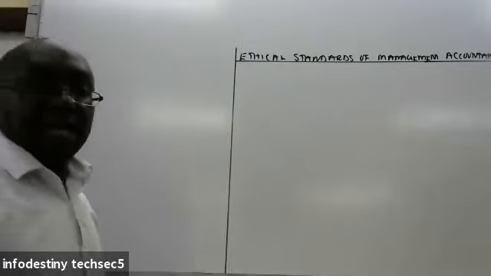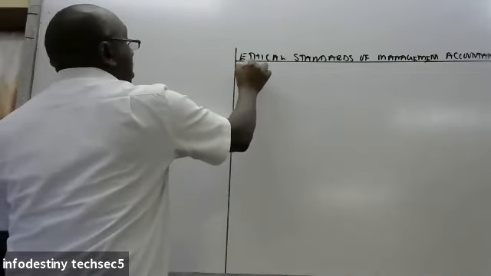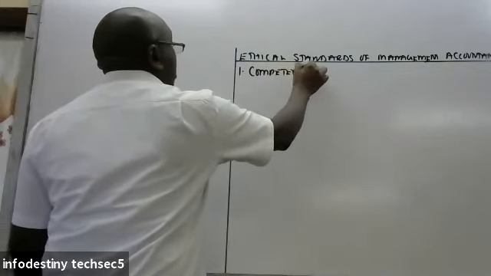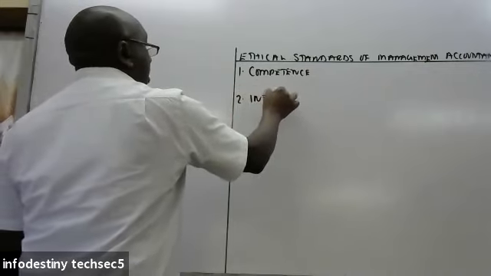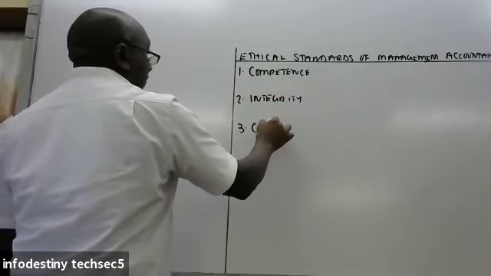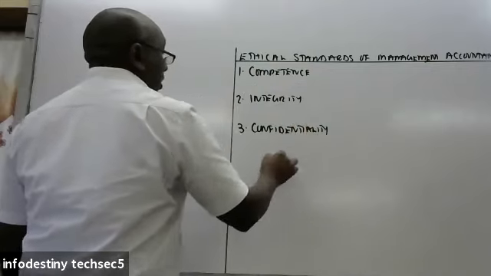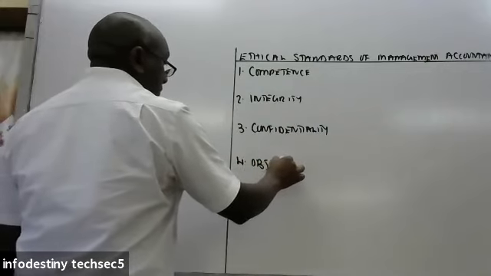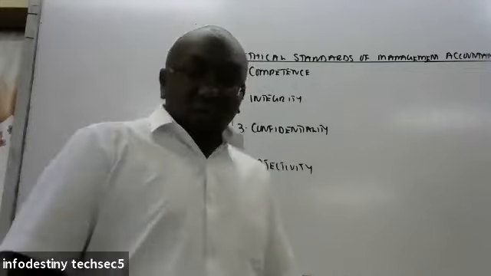Now, these ethical standards of management accountants, we know number 1 is called competence. Number 2 is called integrity. Number 3 is called confidentiality. And number 4 is called objectivity.